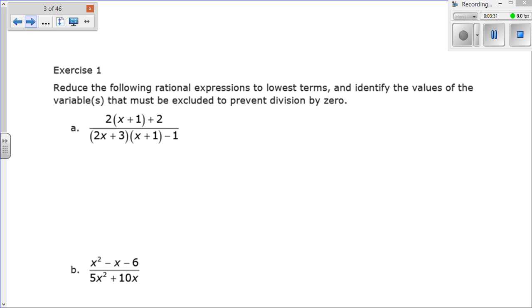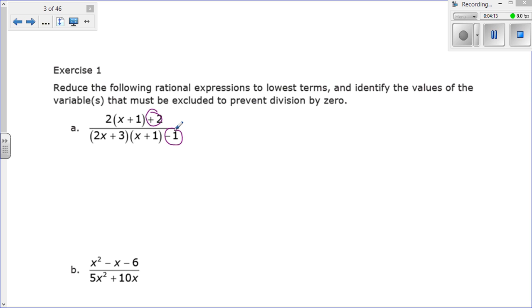All right, flipping the page over. Exercise 1 is reduce the following rational expressions to lowest terms and identify the values of the variable or variables that might be excluded to prevent the division by 0. So initially in this first problem, it looks kind of ugly. People might just want to go ahead and cancel out those x plus 1s, but you can't do that because of this plus 2 up here on the top and the minus 1 on the bottom. These are individual terms, and we can't just cross off parts that don't belong.